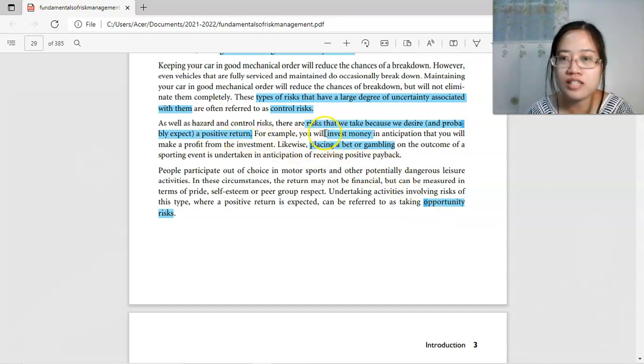Okay? So in a way, it's some sort of investments. Pinagagamitan ng resources ng company. Another example niya is yung placing a bet or gambling. Okay, pero pag kinompare mo itong dalawa, of course, itong placing a bet or gambling, normally, beyond your control yung mga gagawin to get the result.